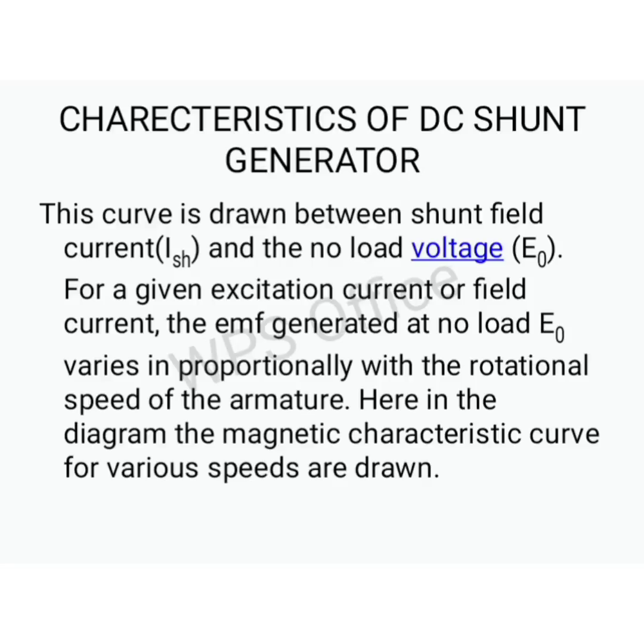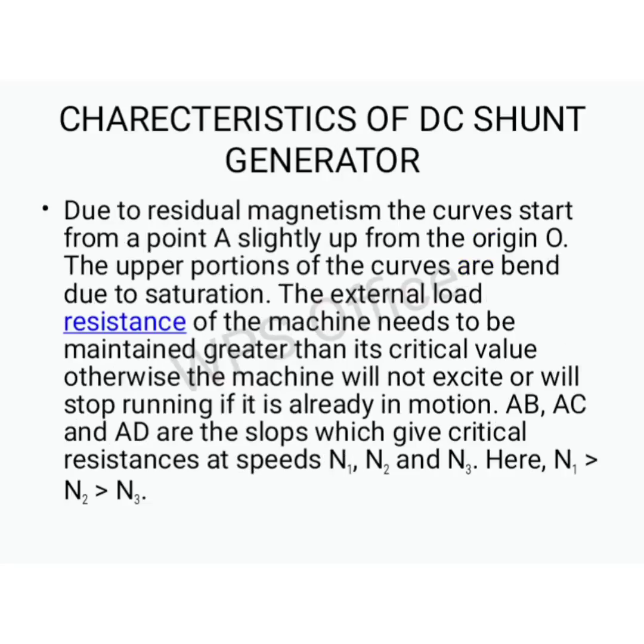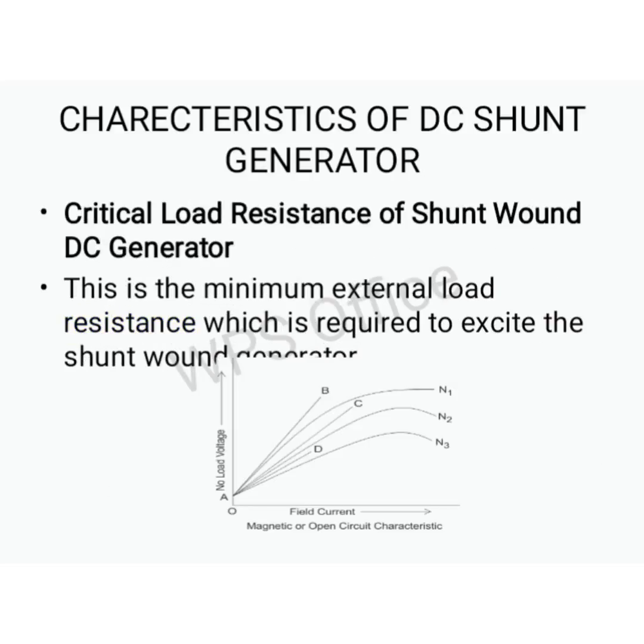Here in the diagram is the magnetic characteristic curve at various speeds. Due to residual magnetism, the curve starts from a point A slightly up from the origin O. The upper portions of the curves are bent due to saturation. The external load resistance of the machine needs to be maintained greater than its critical value, otherwise the machine will not excite or will stop running.